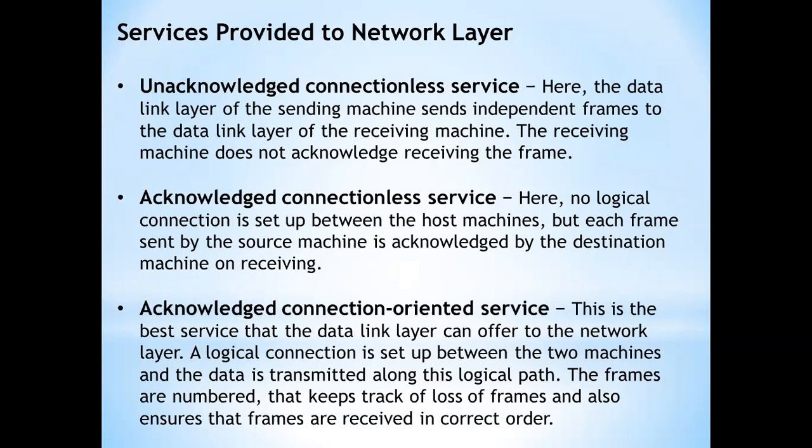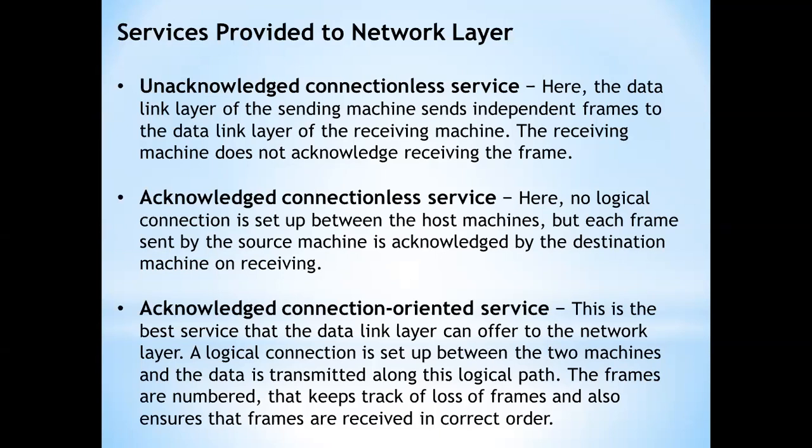Second is acknowledged connectionless service. This is the next step to improve reliability. In this service, no connections are established for data transfer, but for each frame received, the receiver sends an acknowledgement to the sender. If a frame is not acknowledged within some specified time, it is assumed to be lost and the sender will retransmit it. This service is suitable for communication over unreliable channels such as a wireless channel.